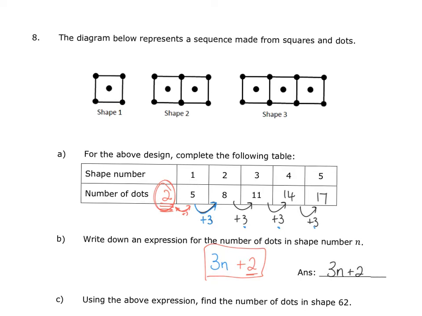3 times n, these are n's. So 3 times 1, 3 plus 2, 5. Correct. 3 times n plus 2, 3 times 2, 6 plus 2, 8. Correct. 3 times n plus 2, so 3 times 3, 9 plus 2, 11. Correct. Okay, so that is correct.